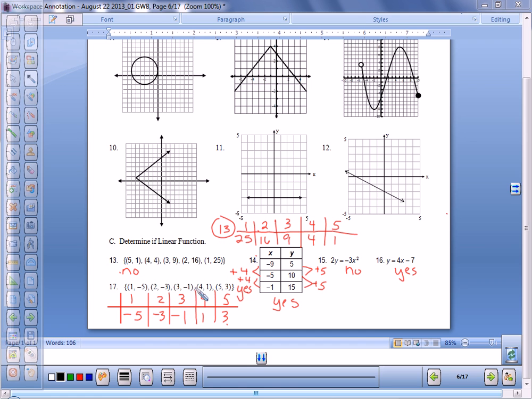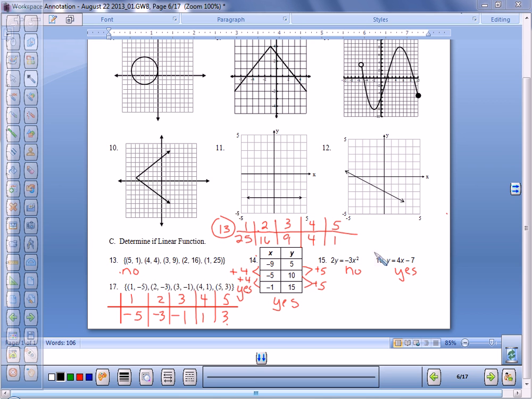Let's look at this. The x's increase by 4, increase by 4. The y's increase by 5, increase by 5, 5/4, 5/4. Is that the same rate of change? Yes. Now this one. What is the highest degree you can have on a linear function?